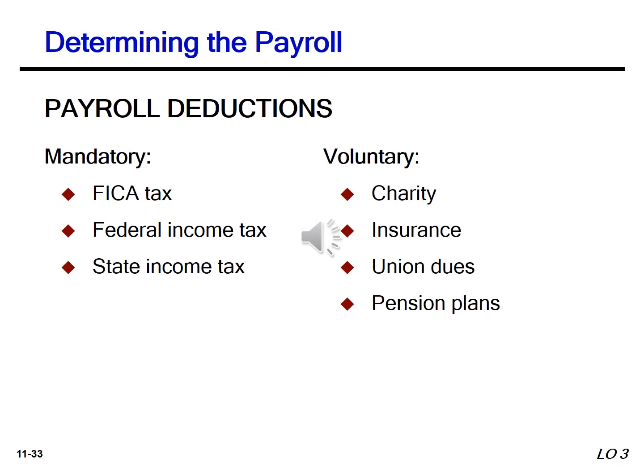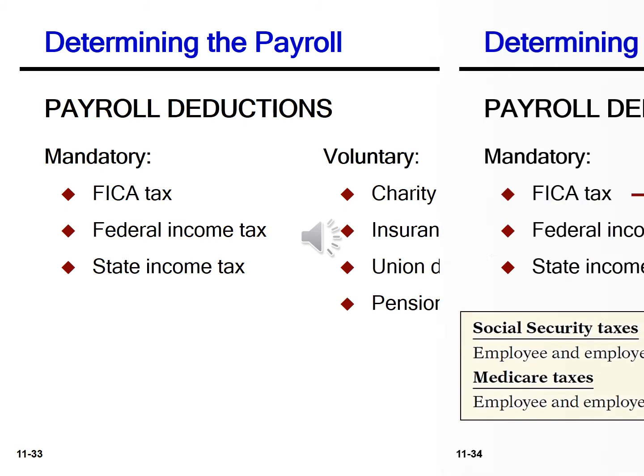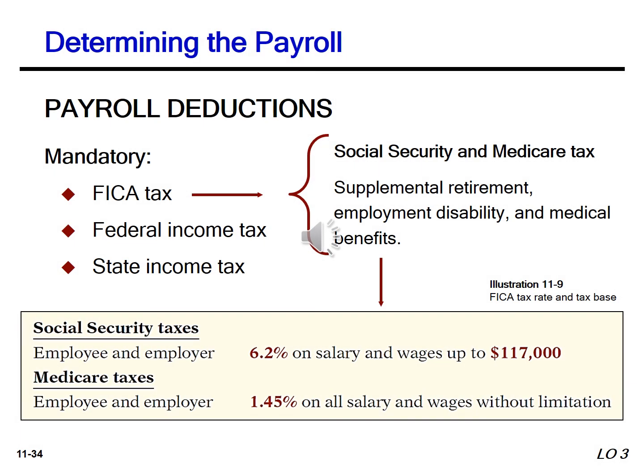Those payroll deductions can fall into one of two categories. They could be mandatory deductions such as FICA tax, the federal income tax, and the state income tax. They could also be voluntary deductions such as charity, insurance, union dues, and pension plans. We mentioned FICA tax, the federal income tax, and the state income tax as mandatory deductions.